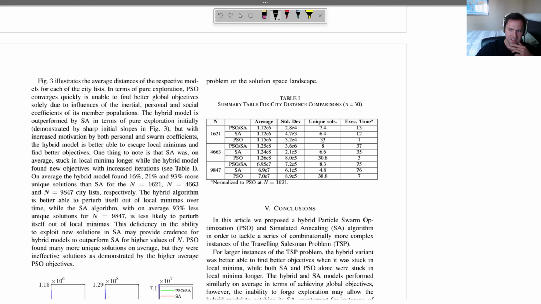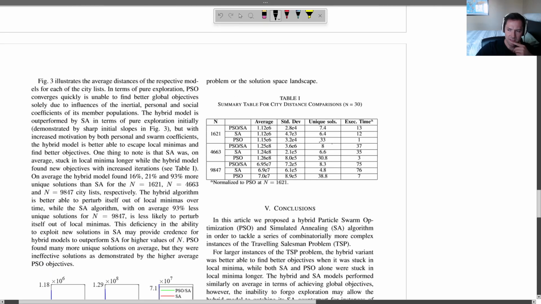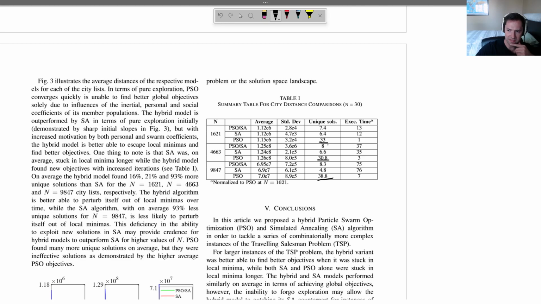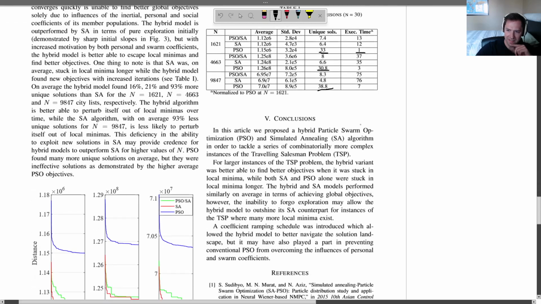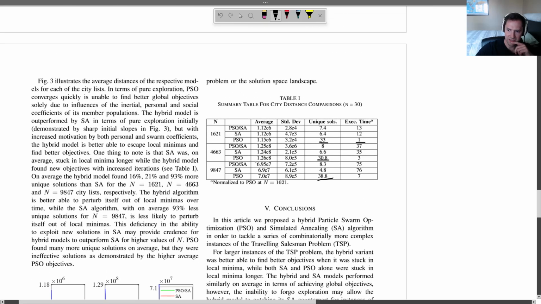Okay, unique solutions is how well it performs, and average is just the average of the distances. So particle swarm by itself performed very well for unique solutions. And for execution time, I think I normalized that to 1, normalized to particle swarm. Everything else is a factor on that.